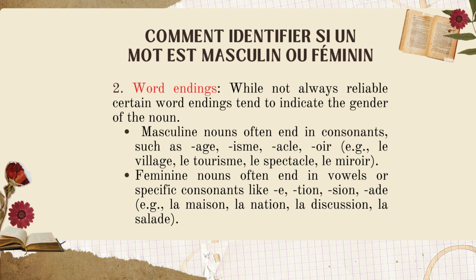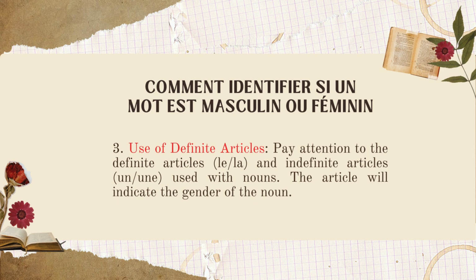So now here they are saying that we can identify if a word is masculine or feminine by seeing its endings only in some cases, but not in all cases, because there will be some exceptions. So you have to learn those exceptions to see the word endings. Here I have given some of them to identify the word endings. So now let us move to the third way.